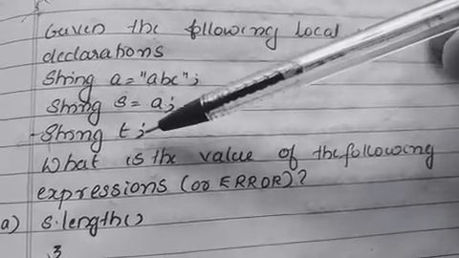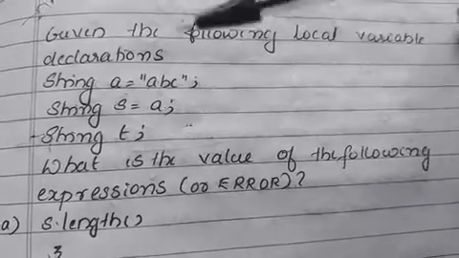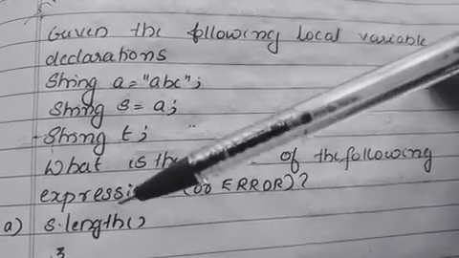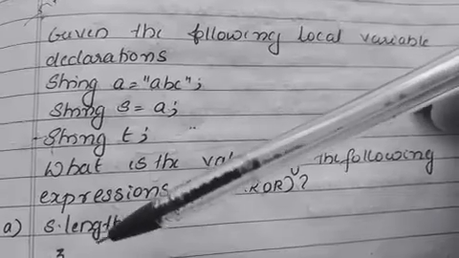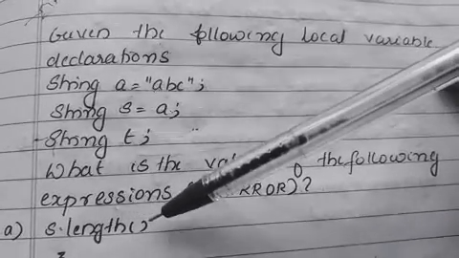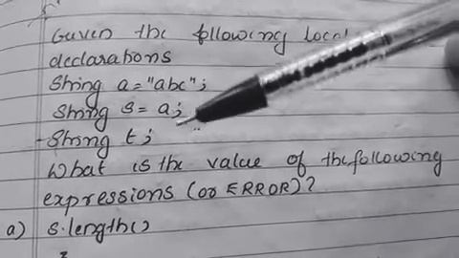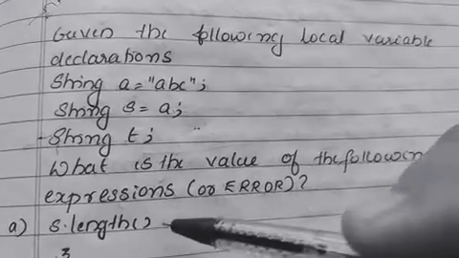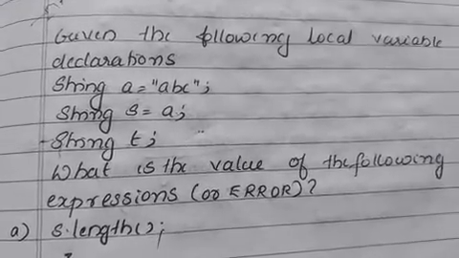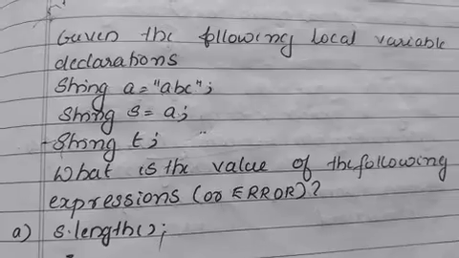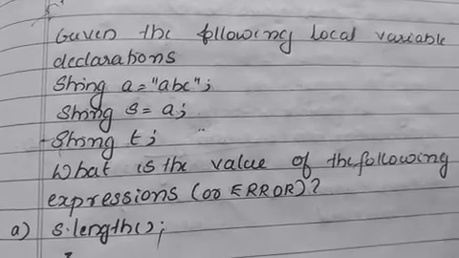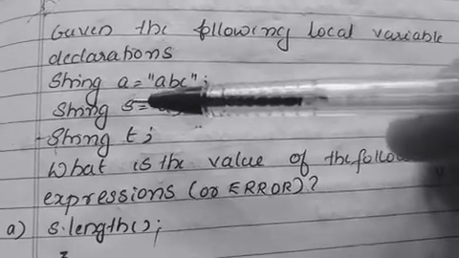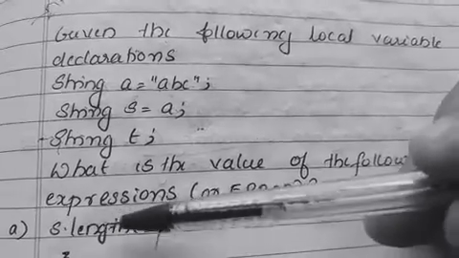Next one, String T. There is nothing initialized in the variable T. So let's find the value of the first expression, that is S.length(). This is the first function, and we want to find the value of this function. What is the value of S.length()? S.length() means the length of the variable. This is the variable name dot method name.